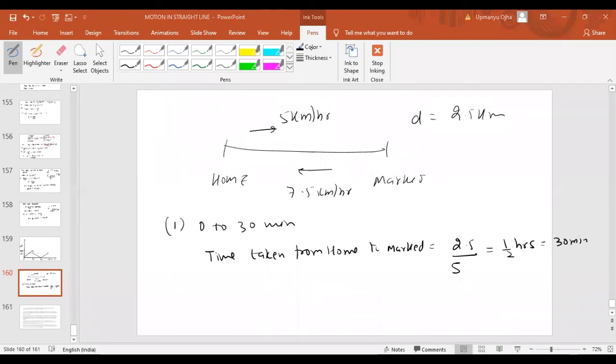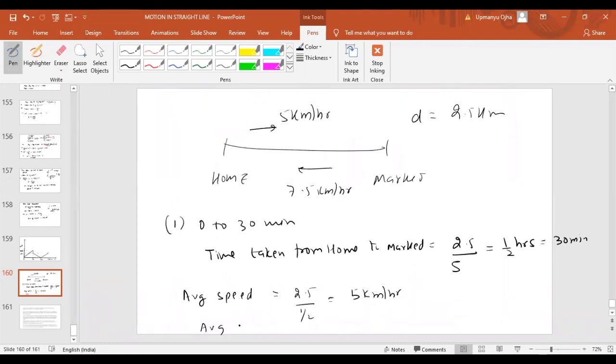Fine. So average speed will be equal to how much? Average speed is distance by time. Distance is 2.5, time is half hour, so 5 kilometer per hour. Average velocity in this case is the same: displacement is 2.5, time is half hour, it will come as 5 kilometer per hour.